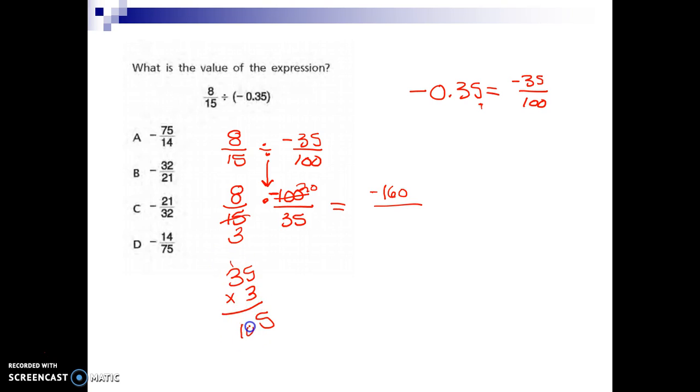3 times, so that's 105. And again, I can see now I have a factor of 5. If something ends in a 0 or a 5, I know I can divide top and bottom by 5. And what's 160 divided by 5?